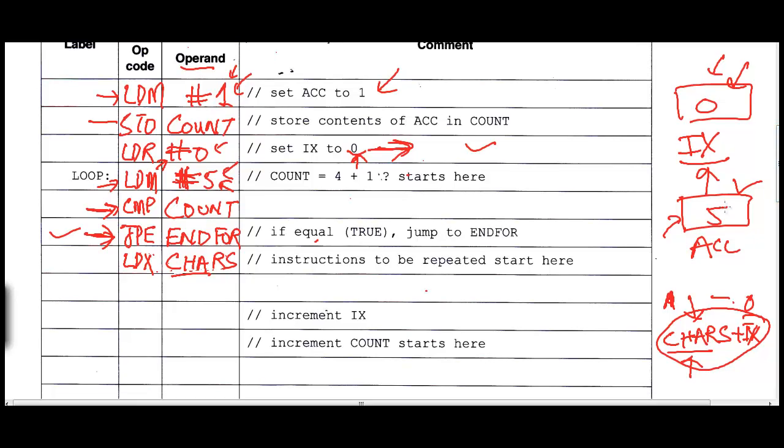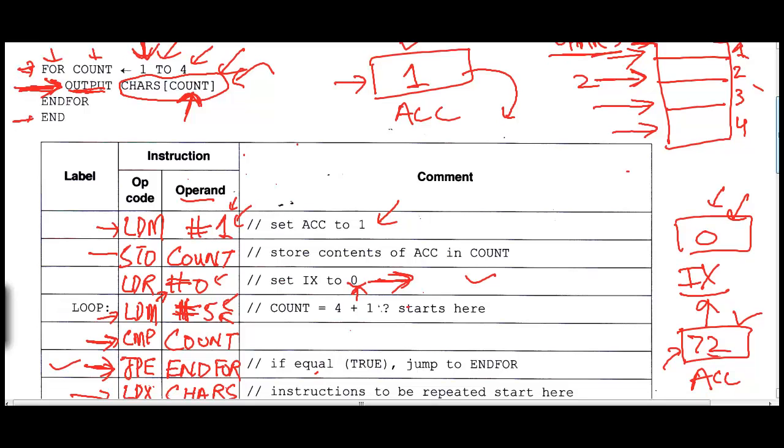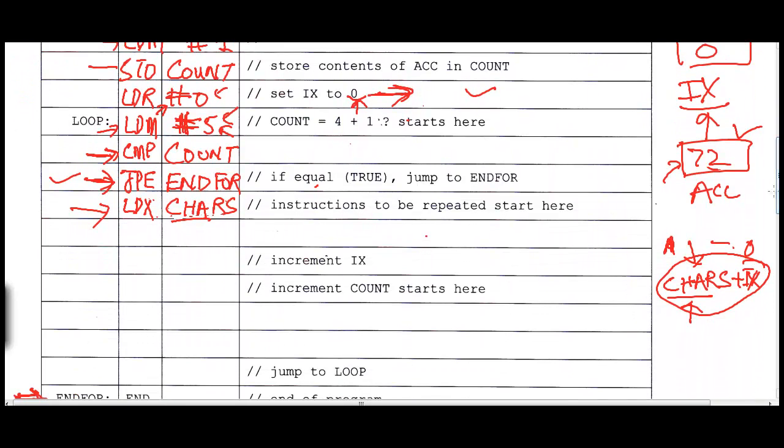So our accumulator value is going to be overwritten. It has 5 in it right now, and this is going to become 72. So this is what LDX chars is going to do. Once we have loaded this value in the accumulator, now we can take our output. Now we can print this character on the screen, and the instruction to do that is OUT. Out is going to take this value in the accumulator and print its ASCII code on the screen, right?